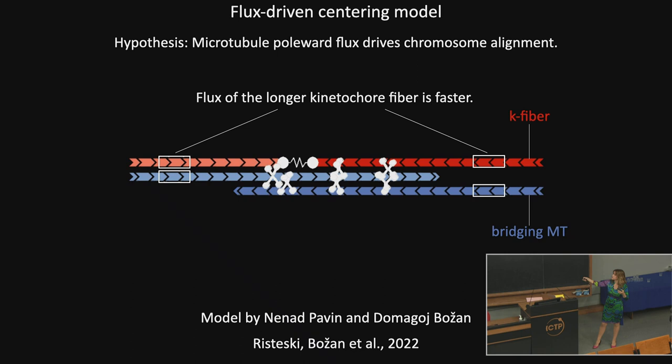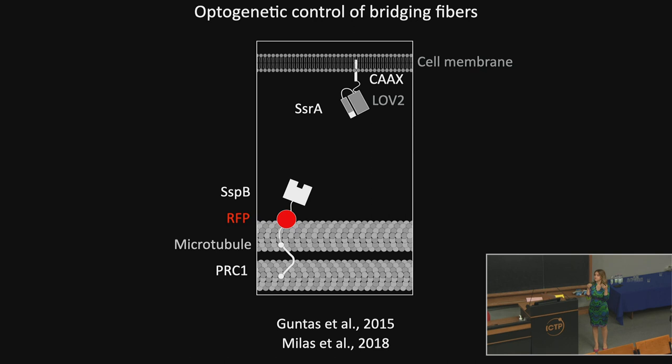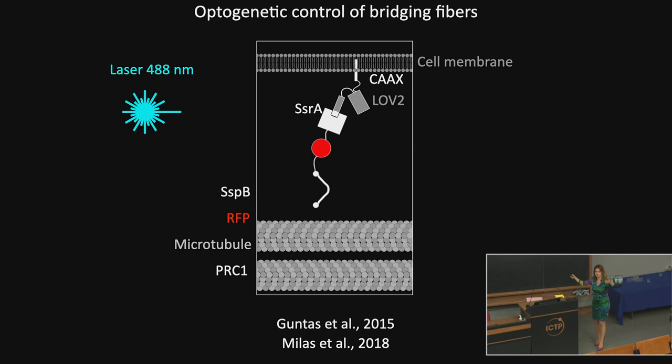To test this, we wanted to use optogenetics to acutely remove these microtubules. We know that they're bound together by the protein called PRC1. We fused this protein to red fluorescent protein to see where it is, and to SspB, which is a bacterial protein that binds to the peptide SsrA, which is bound to the LOV2 domain, and this domain is sensitive to light, and all of this is in the membrane. So the idea is, when you shine blue light, the LOV2 domain will change its conformation so that this one can now bind to this one. And as our protein is undergoing turnover, binding, unbinding, diffusing, eventually it should be sequestered to the membrane.